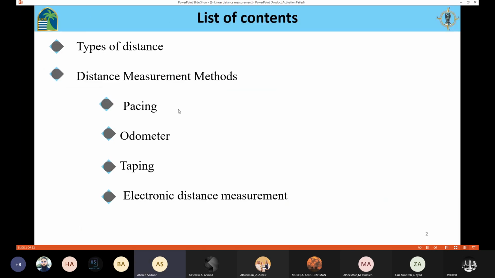In this lecture we are going to talk about the types of distance. We have three basic types of distances. And also we are going to talk about how to measure these distances. We have measurement methods like pacing, like the odometer, like taping, and like electronic distance measurement. In this lecture, I'm going to walk you through each and every one of them.